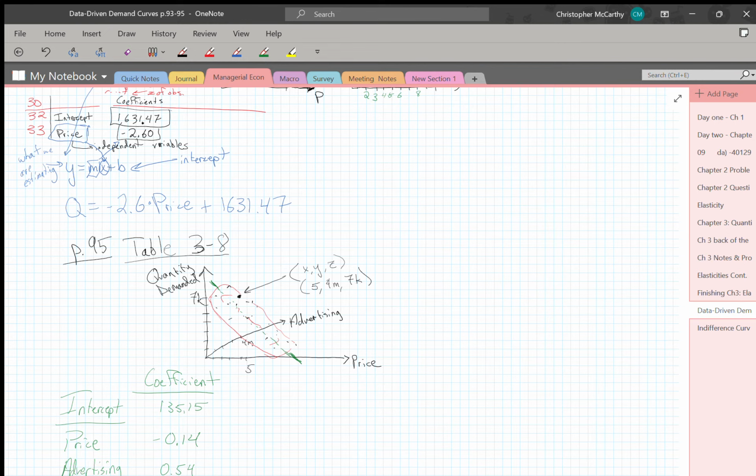Keep this plus 135.15, and now add a new term that's talking about the advertising and the slope or the coefficient on the advertising. Nope. So a whole new term, a whole separate term. So this is completely correct. Just add a new term that's like this term.